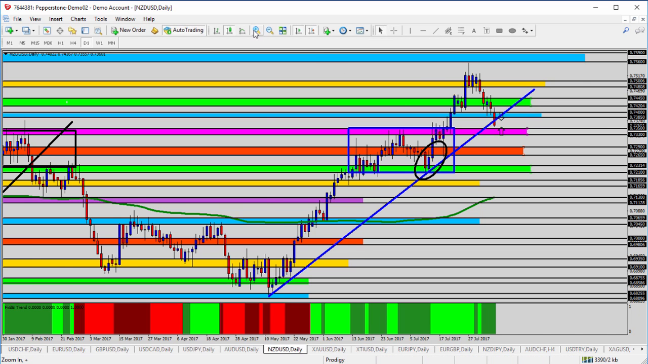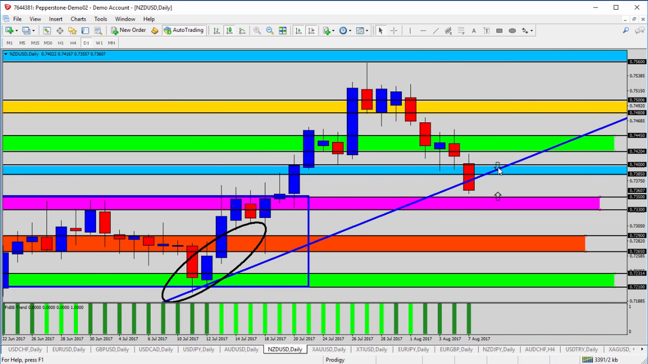Zoom it in again now that we've seen that wider view. And again, I think if you're going to sell it, you at minimum want it to come back up to the blue zone. If you're going to buy it, you're watching for evidence of support and reversal from the pink zone for the New Zealand dollar this week.